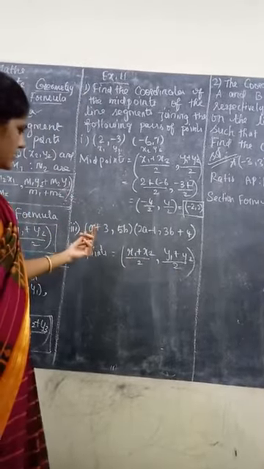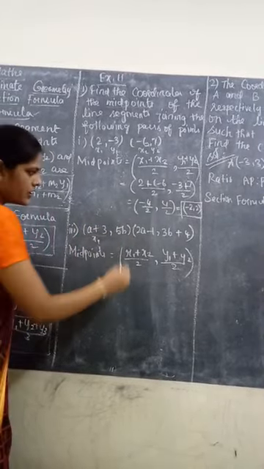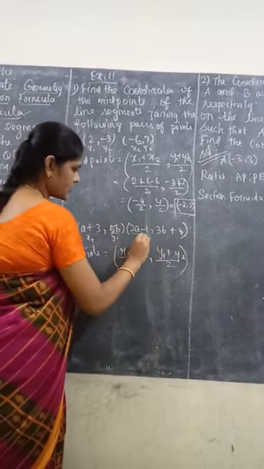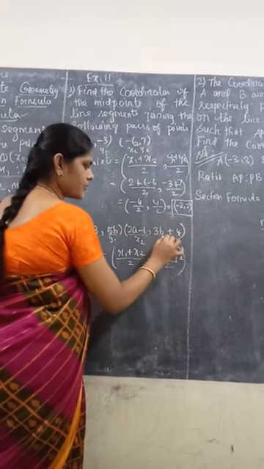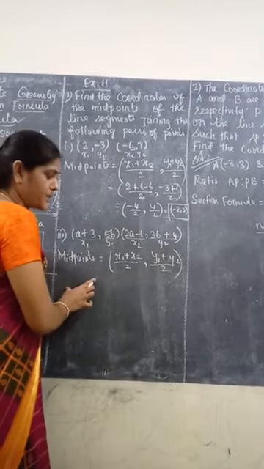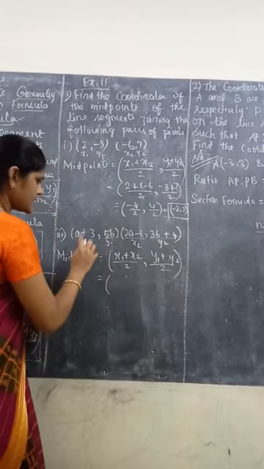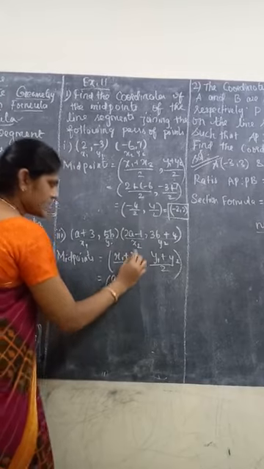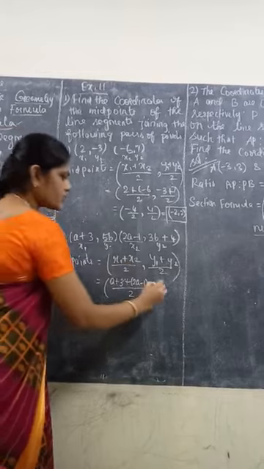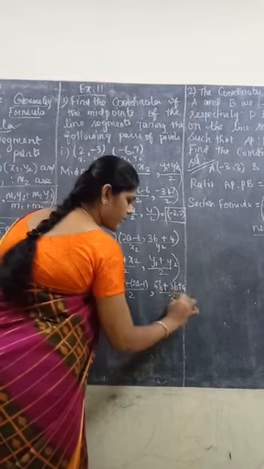Okay, next, third subdivision. Listen, a plus 3 is the 1 point. This is x1. 5b is the y1. 2a minus 1 is the one term, so that is x2. 3b plus 4 is the one more term, that is y2. Now we are going to apply the formula. Here also they asked to find midpoints. So (x1 plus x2) by 2, comma (y1 plus y2) by 2. What is x1? a plus 3, plus what is x2? 2a minus 1, divided by 2. What is y1? 5b, plus what is y2? 3b plus 4, divided by 2.